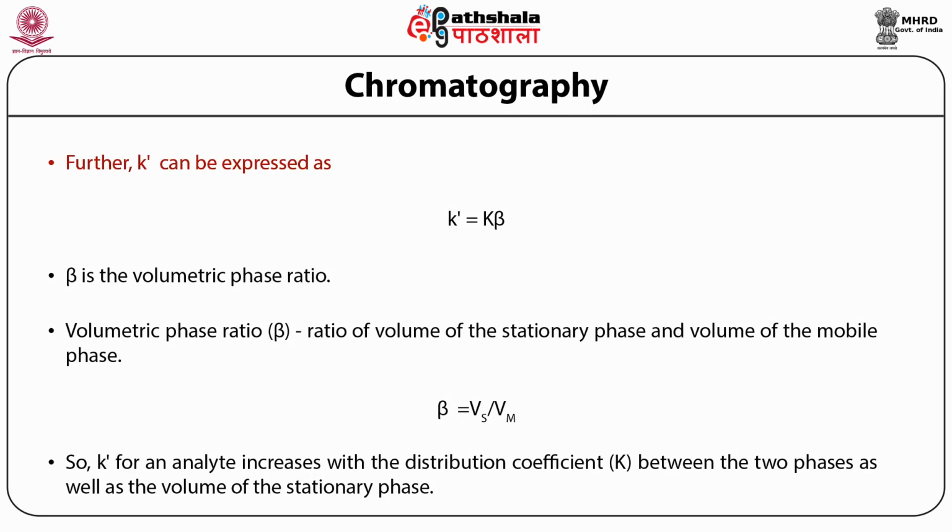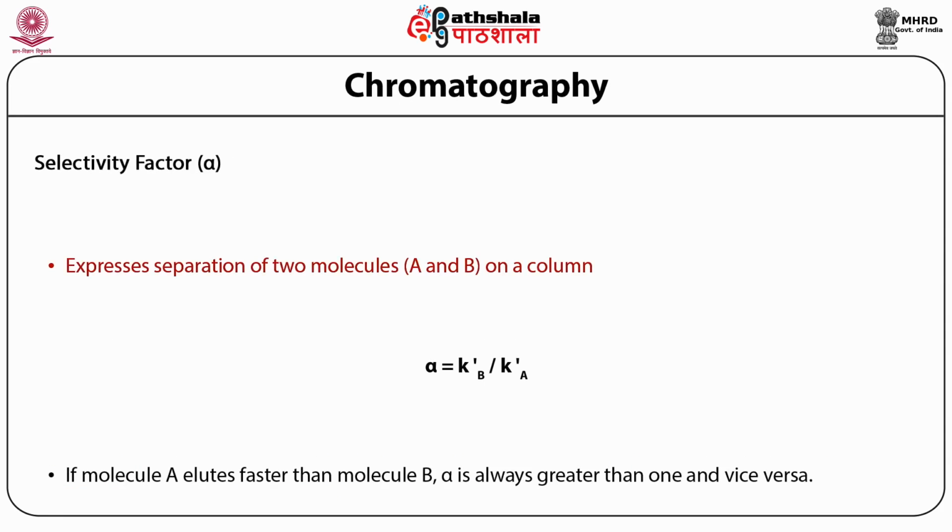Further, capacity factor can be expressed as K beta. K is distribution coefficient and beta is the volumetric phase ratio. Volumetric phase ratio can be defined as the ratio of volume of stationary phase and volume of mobile phase, Vs by Vm. So the retention factor for any analyte increases with the distribution coefficient between the two phases as well as the volume of stationary phase. The separation of two molecules A and B on the column is expressed by selectivity factor alpha. So alpha is defined as ratio of capacity factor of B and capacity factor of A. If molecule A elutes faster than molecule B, then the selectivity factor is always greater than 1 and vice versa.